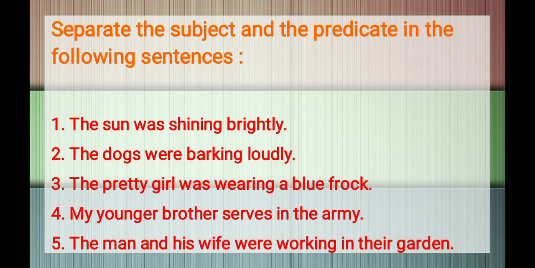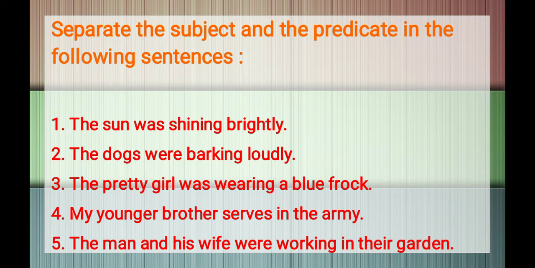The dogs were barking loudly. Again, we have to pick out the verb. Here the verb is were barking, right? Now again ask the question. Who were barking? The answer you got is the dogs were barking. That means the dogs here is the subject and were barking loudly is the predicate. One more important thing, in a predicate there must be a verb. Okay, this information makes your work easy.